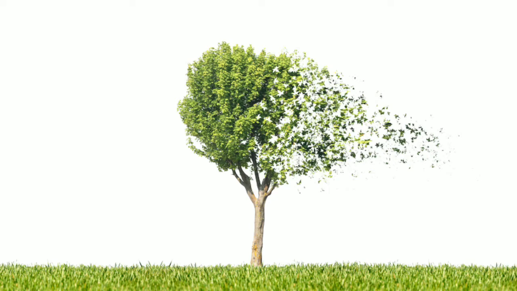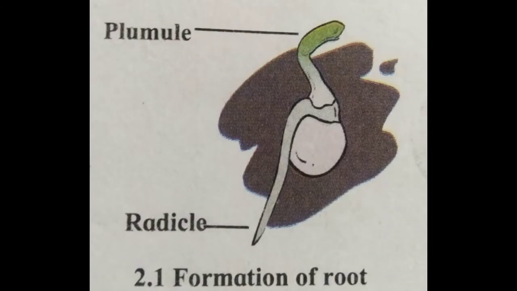Every plant has its own structure: root, stem, leaves, flowers, fruits. These are different parts of a plant or a tree. Let us learn these parts step by step. See this picture from your textbook.